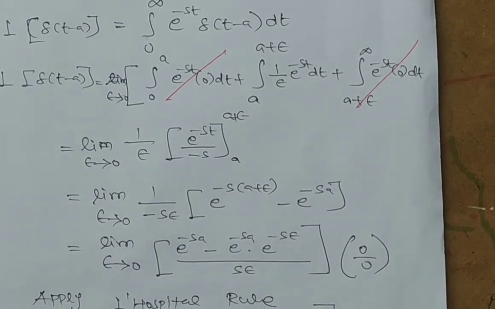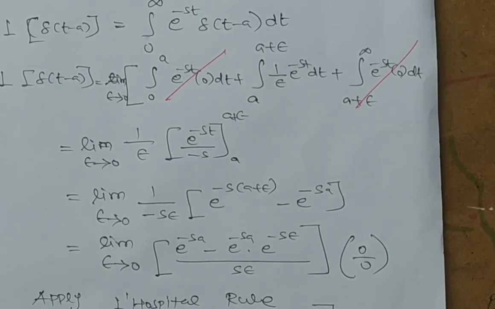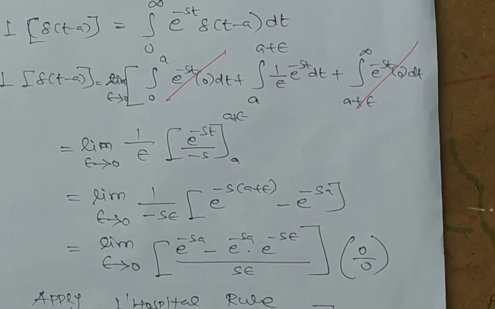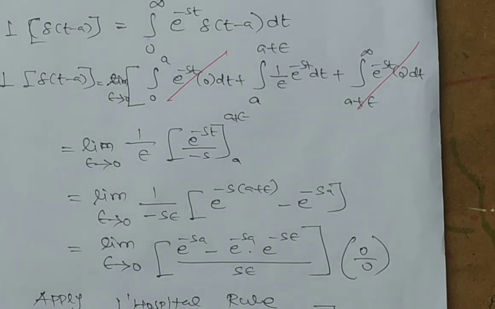This may be split up: the limit as epsilon tends to 0 of e power minus sa minus e power minus sa e power minus s epsilon, divided by s epsilon. Now apply the limit here. E power minus s epsilon tends to 1 as epsilon tends to 0. Also e power minus sa minus e power minus sa gives 0, and with epsilon going to 0 this is 0 by 0. This is the indeterminate form.